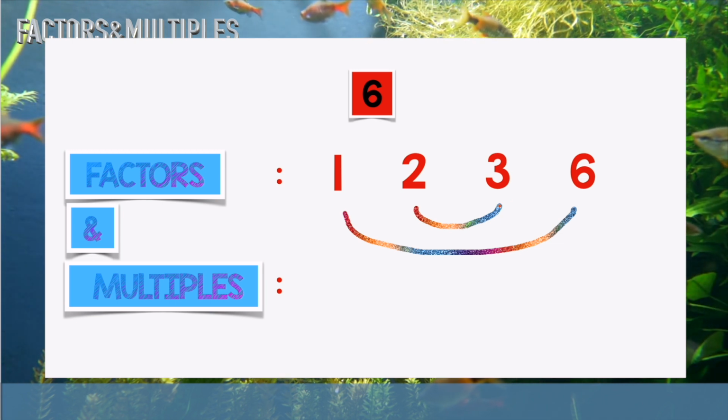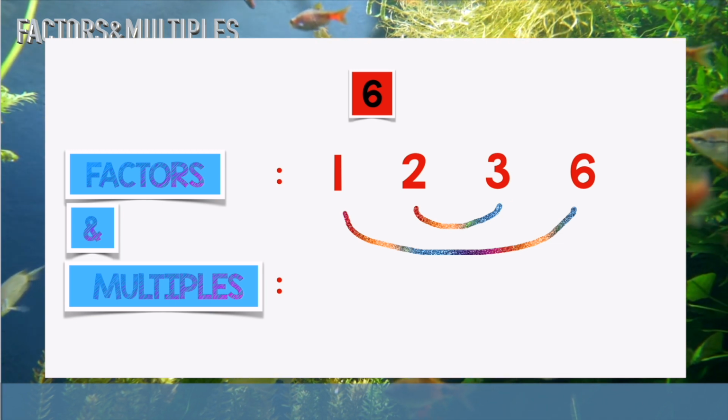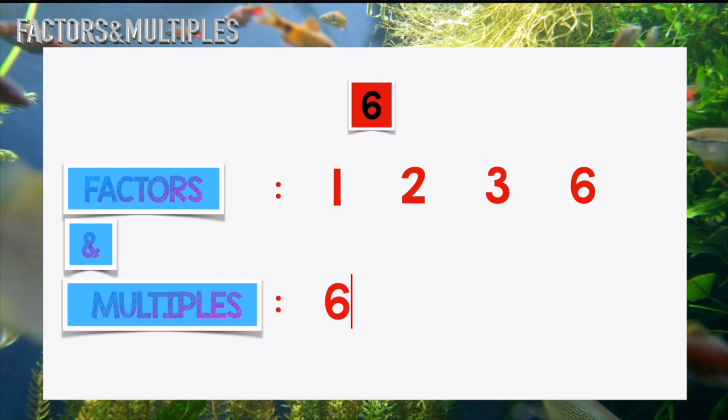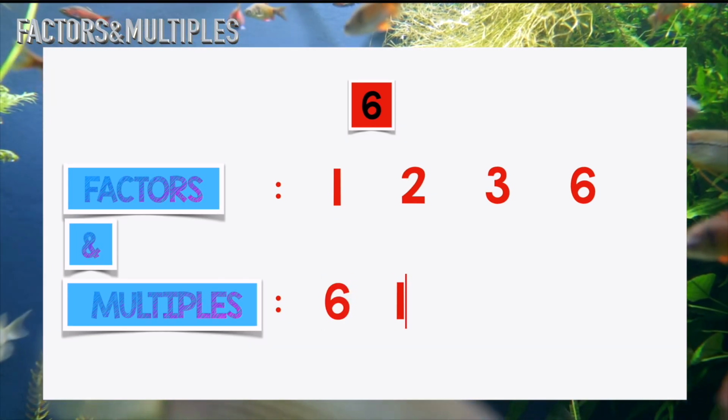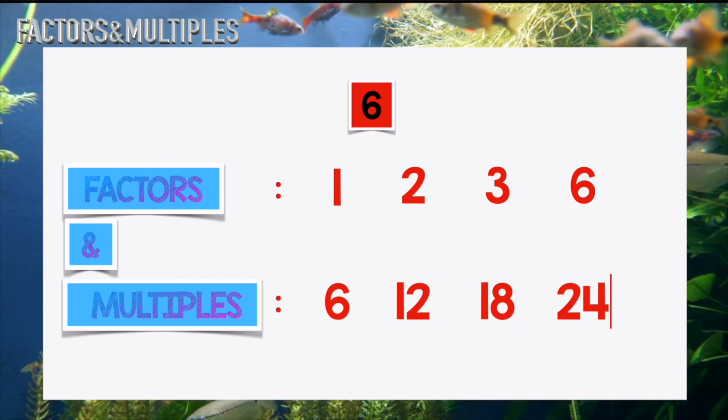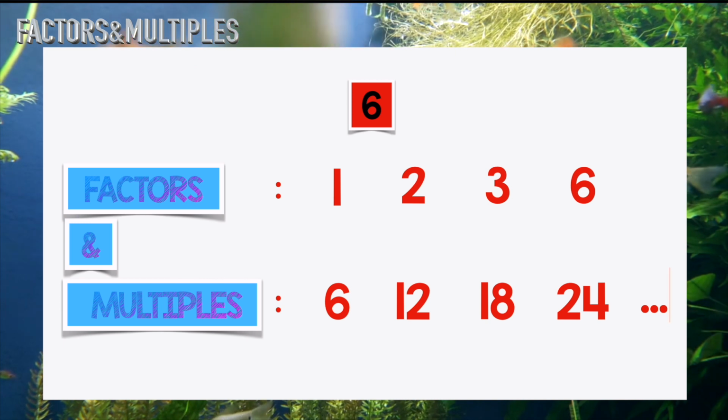Now, what about multiples? We're looking at multiplying 6 out. So the first multiple of 6 will be 6 itself, and then after that it will be 12, and then 18, and then 24, and so on. And it will keep going up until infinity in blocks of 6. And those are your multiples.